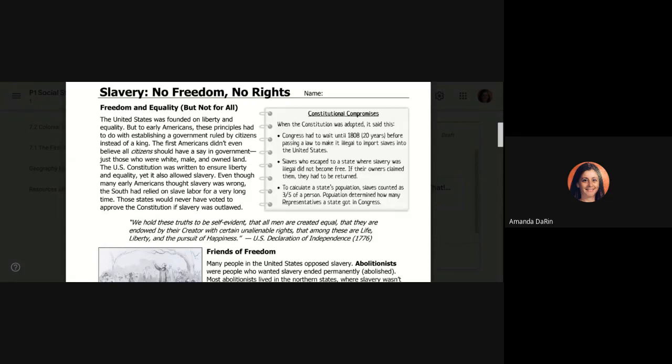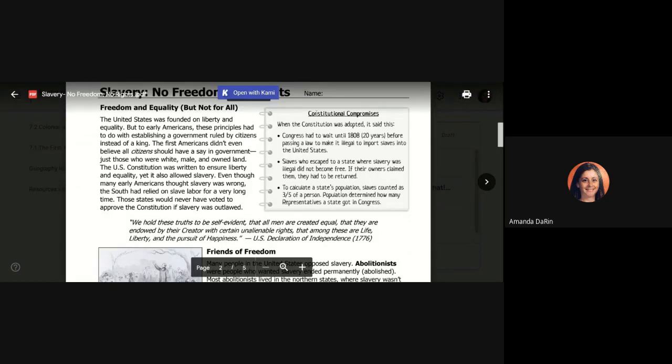The U.S. Constitution was written to ensure liberty and equality, yet it also allowed slavery, even though many early Americans thought slavery was wrong. The South had relied on slave labor for a very long time. Those states would never have voted to approve the Constitution if slavery was outlawed. So, if we go back to when we were learning about the development of the Constitution, we know that many compromises had to be made in order to finally approve and ratify the Constitution.